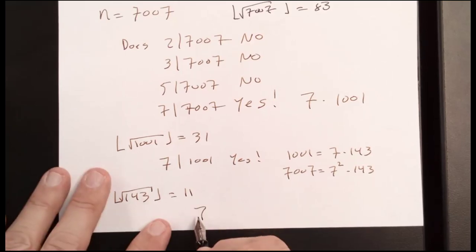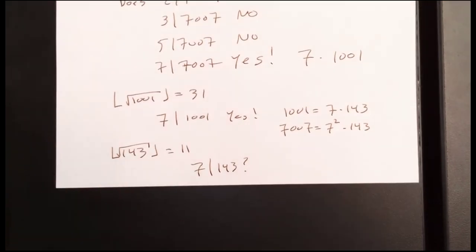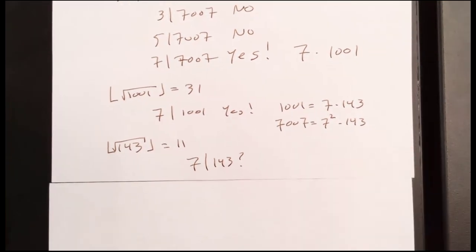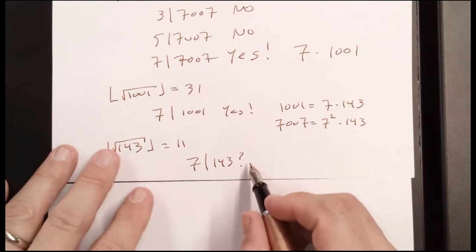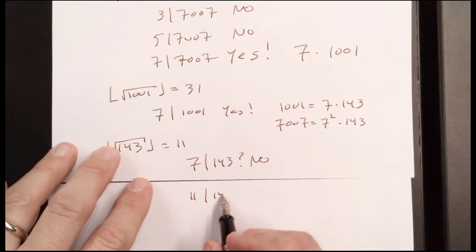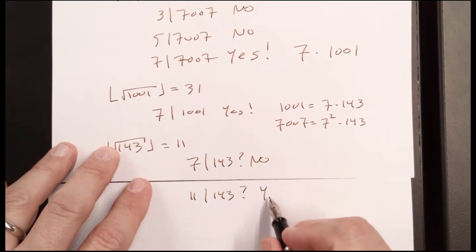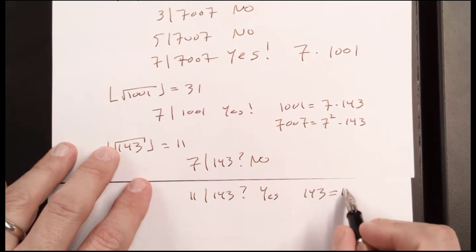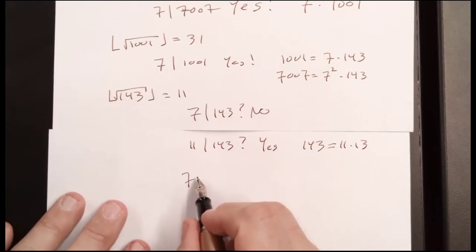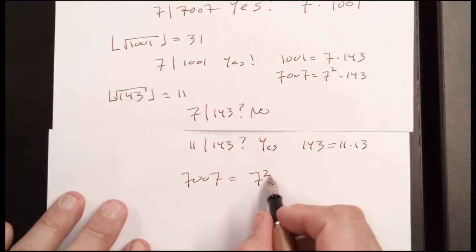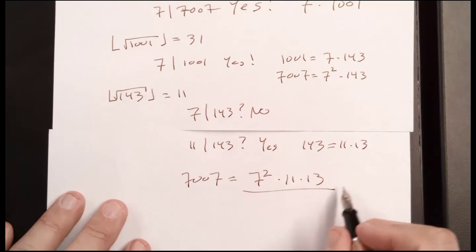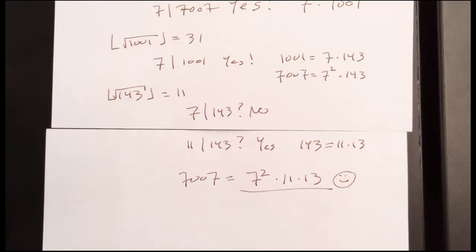Does 7 divide evenly into 143? 143 divided by 7 is 20, with 3 left over. Then the next number is 11. 143 divided by 11 is 13, and that means that 7,007 is 7 squared times 11 times 13. There's my prime decomposition.